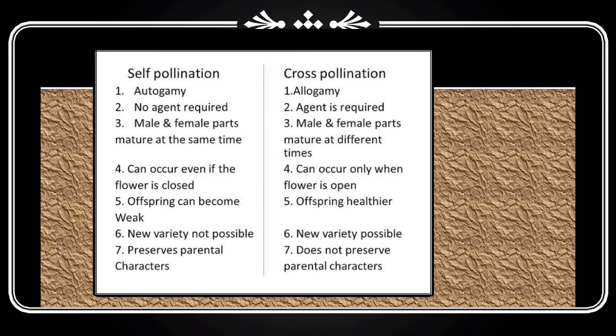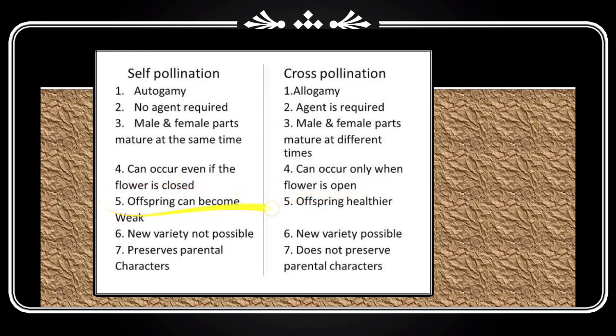Now, difference between self-pollination and cross-pollination. First one, self-pollination is also known as autogamy, while cross-pollination is also known as allogamy or xenogamy. No agents required in self-pollination, while cross-pollination requires agents. Male and female part mature at the same time in self-pollination, but in cross-pollination, male and female parts mature at different times. Self-pollination can occur even if the flower is closed, but for cross-pollination, the flower has to remain open.